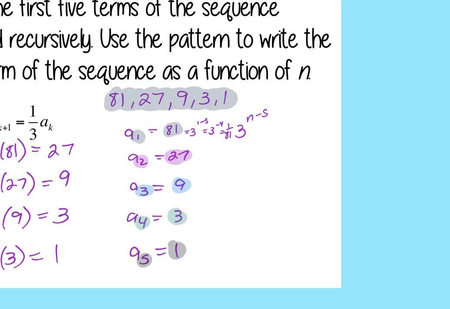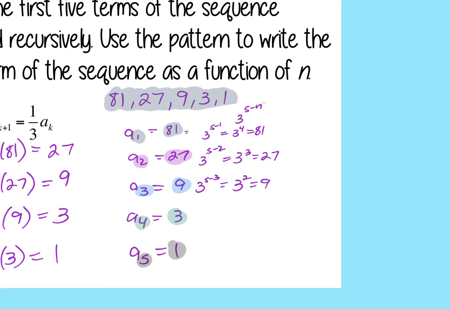Okay, so let's try that. We need to flip the sign, right? Because a negative exponent is actually going to move that up. So we're saying instead of making it n minus 5, make it 3 to the 5 minus n. So this would be 3 to the 5 minus 1, and that's 3 to the 4th, that's 81. 3 to the 5 minus 2, that's 3 to the 3rd, that's 27. 3 to the 5 minus 3, that's 3 to the 2nd, that's 9. 3 to the 5 minus 4, that's 3 to the 1st, which is 3. And 3 to the 5 minus 5, which is 3 to the 0, and that's 1.